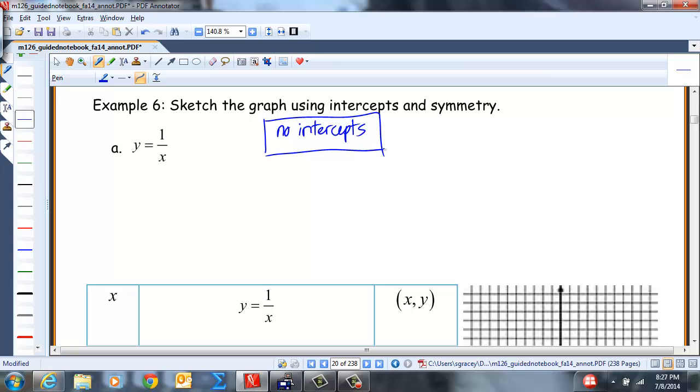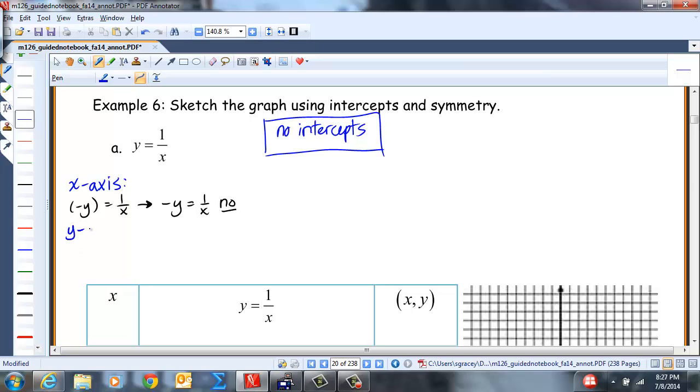So now let's check our symmetry. I'm not going to write all the words, okay? We're just going to plug in the values. If you need to refer back to the words, you can. So for the x-axis, you replace y with negative y, and you see if you get the same thing. So negative y equals 1 over x. We would have negative y is 1 over x. That is not the same.